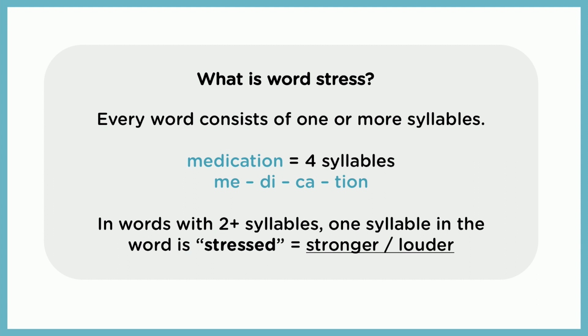Now, this is a word with 4 syllables, and the rule is that in words with 2 or more syllables, 1 syllable in the word is stressed. So by stressed, we make it stronger or louder. Or more emphasized. Exactly. So with this word, medication, it's on the 3rd syllable, medication.